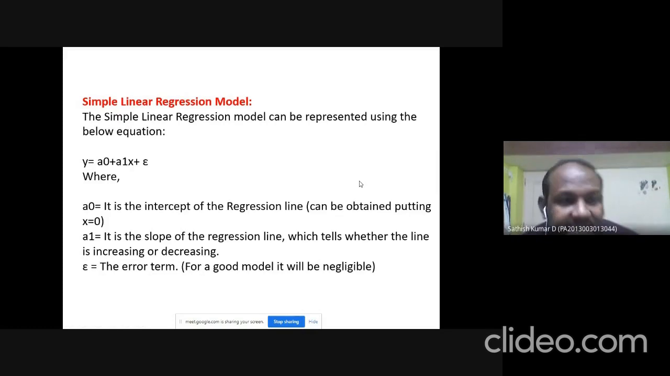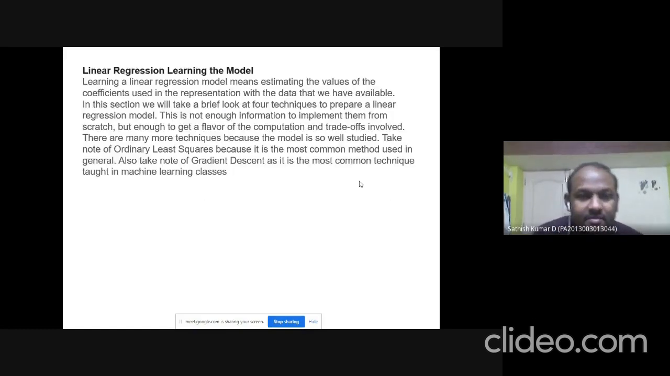Simple linear regression model. So the equation for the simple linear regression model is y = a0 + a1x + ε, where a0 is the intercept of the regression line, a1 is the slope of the regression line, which tells whether the line is increasing or decreasing. ε is the error term.